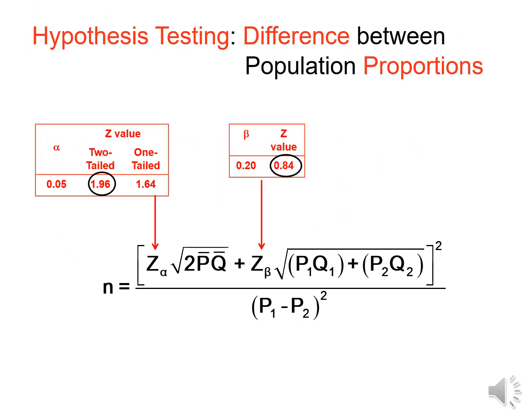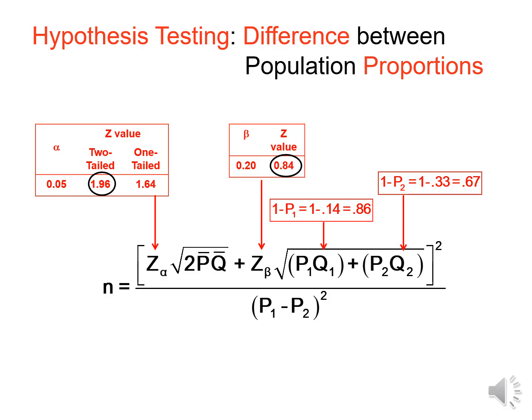So with 0.05 level of significance and two-tailed type of hypothesis, Z of alpha is 1.96. With 80% power, Z of beta is 0.84. Q1 is 1 minus P1, having a value of 0.86. Q2 is 1 minus P2 with a value of 0.67.